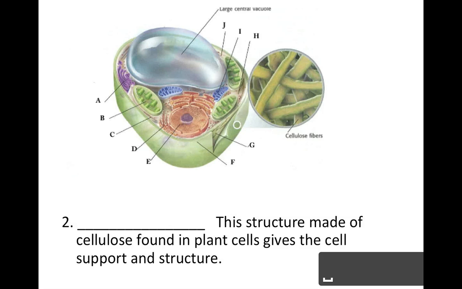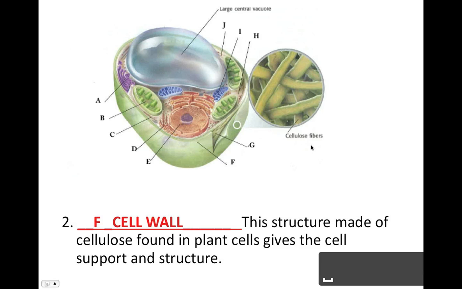Okay, 2. This structure is made of cellulose, found in a plant cell, and gives the cell support and structure. Cell wall. And here actually is a close look at what cellulose might look like. Cellulose: whenever you see "ose," you think of a carbohydrate, a sugar like fructose, glucose, sucrose, lactose, etc. This is a complex sugar. This is basically fiber. When you bite through a carrot, it goes crunch. Cellulose is what you're biting through. And sometimes hemicellulose too.